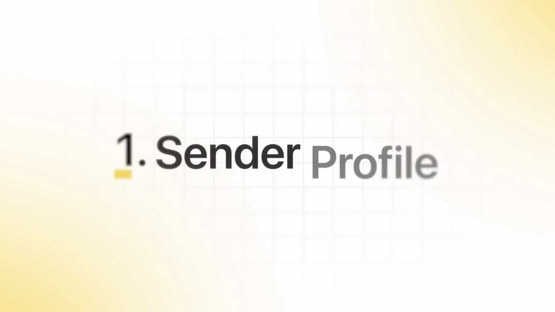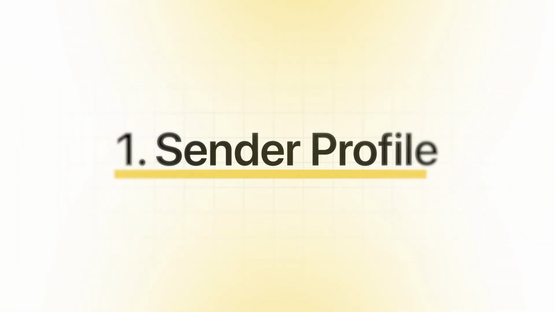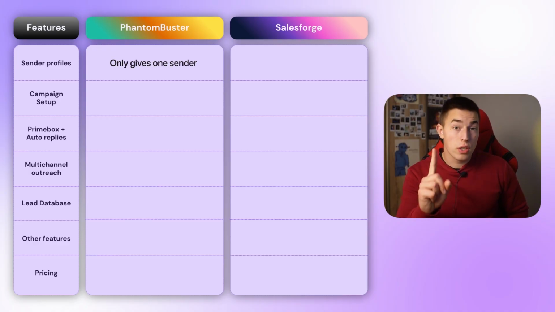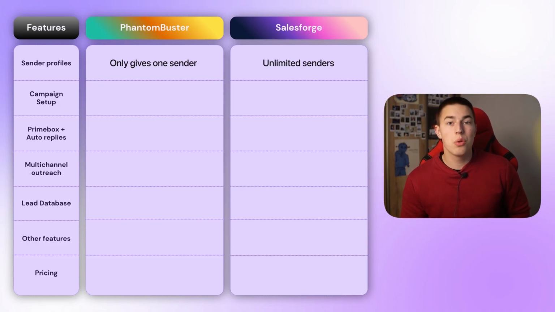Let's begin. The more accounts you can connect, the more outreach you can do. PhantomBuster only gives you one sender, so you're capped right away. Salesforge gives you unlimited senders, so you can connect your own account, your team's, or even your client's accounts without paying extra. That means you can scale as much as you need.